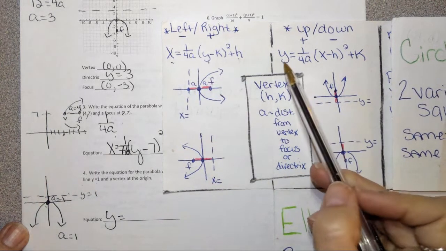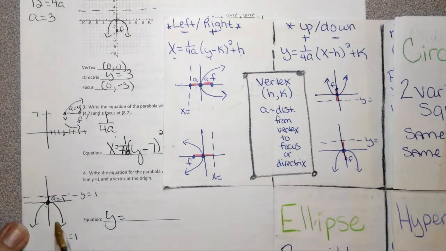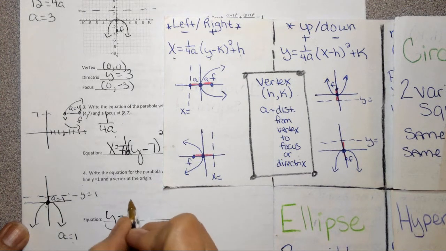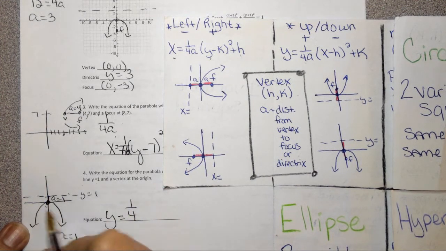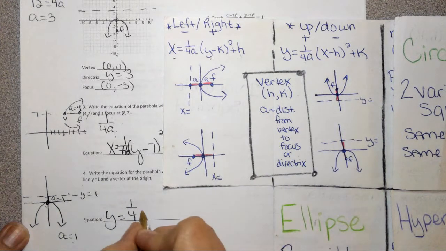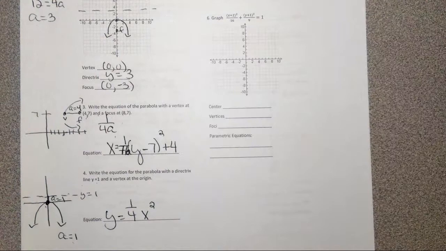So out front, I need y equals 1 over 4 times A. We just said A was 1, so 4 times 1 is 4. Because I'm at 0, 0, I don't need any parentheses. I just need to go write my x squared. Okay, so that's everything we need to know about parabolas.